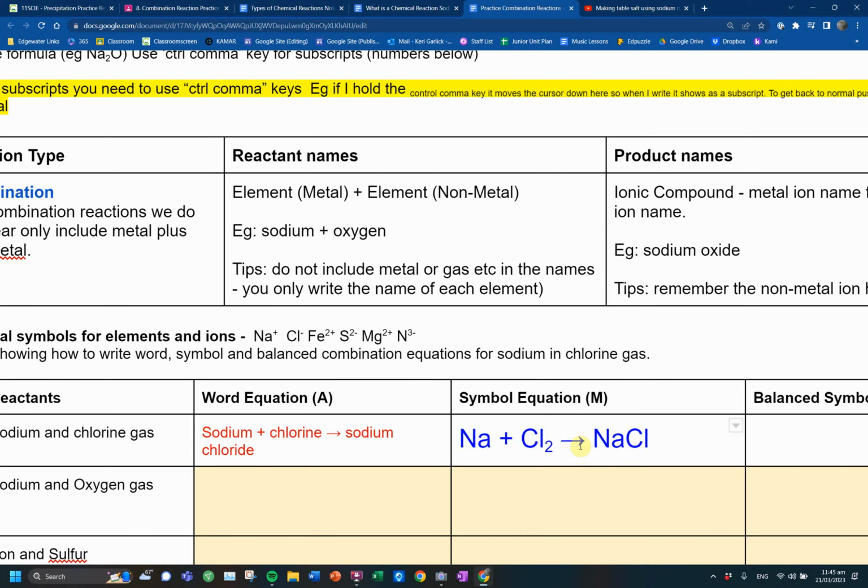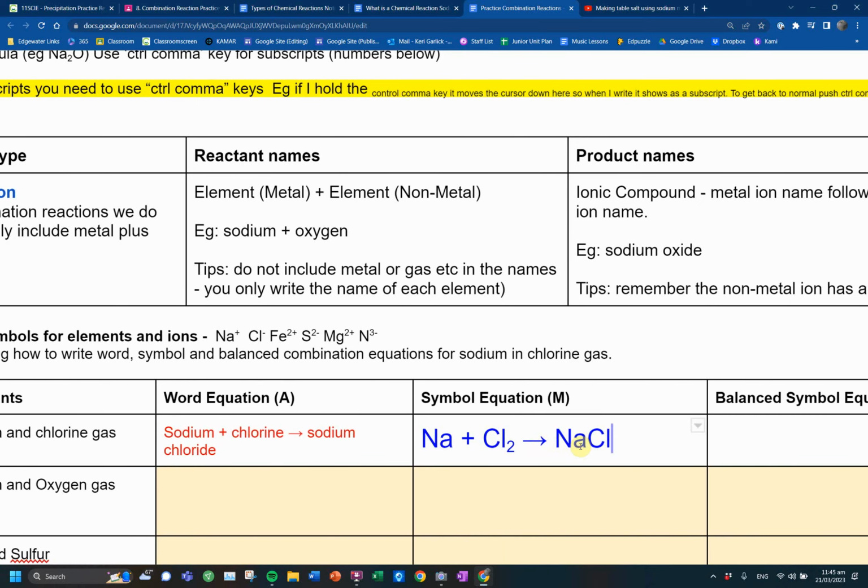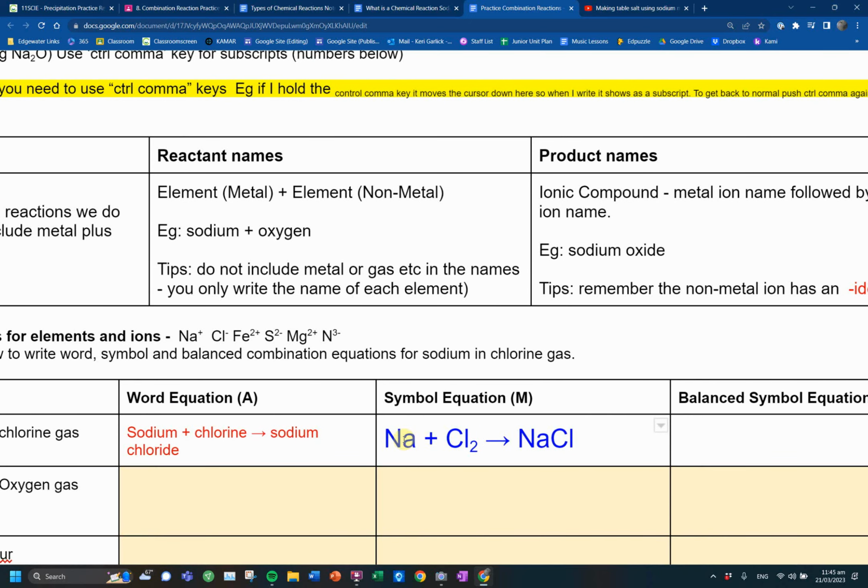All right, that's my symbolic equation. Do you want me to walk you through how I got there? Are we okay with how I translated it from word to symbol? Oh, we need to. Chlorine gas is Cl2, because it's not a compound, it's an elemental molecule. Are we okay with how I got sodium and chloride as the ions in those ratios?